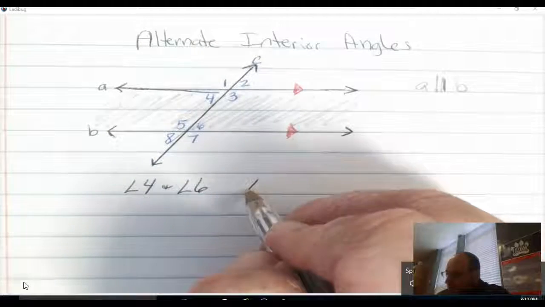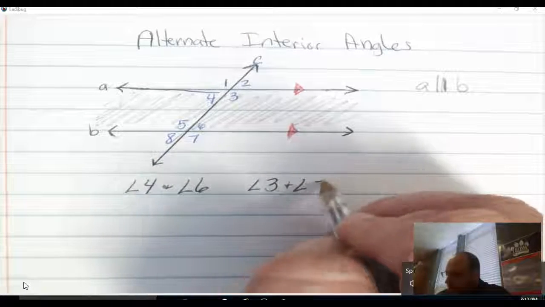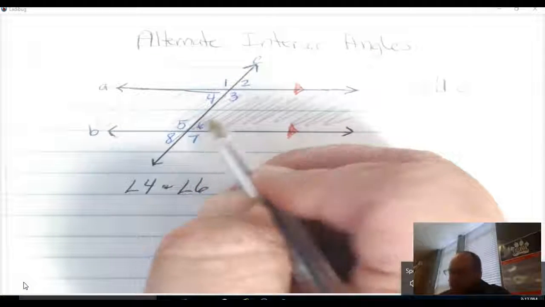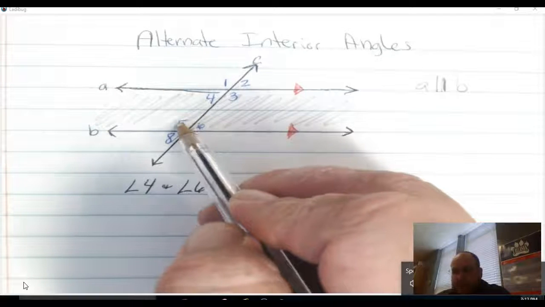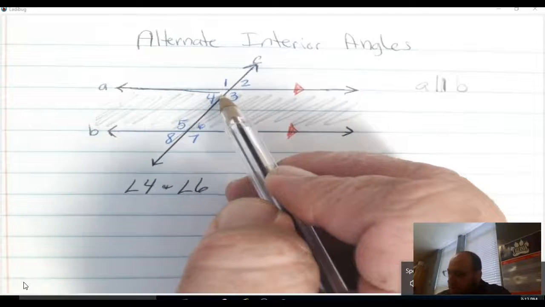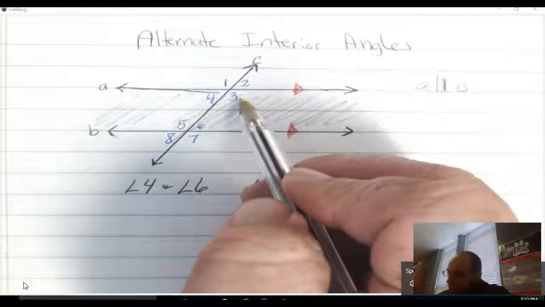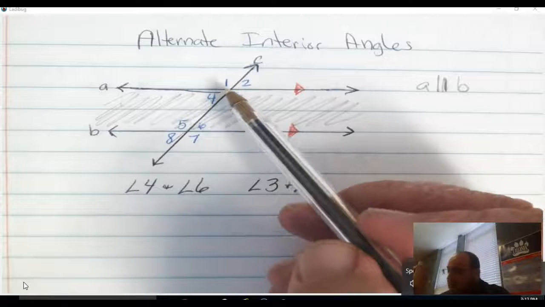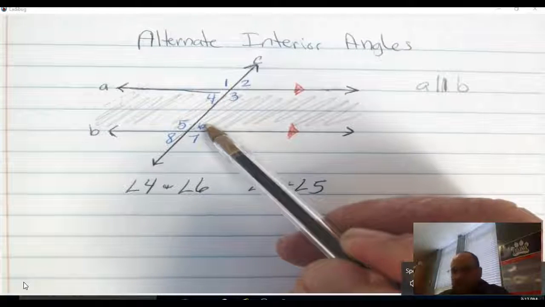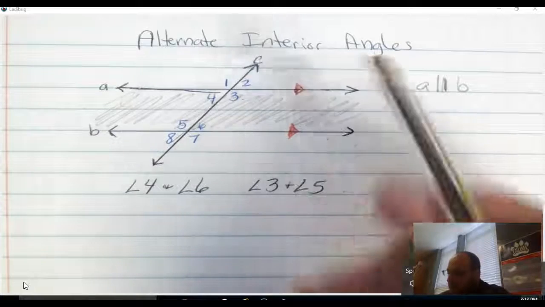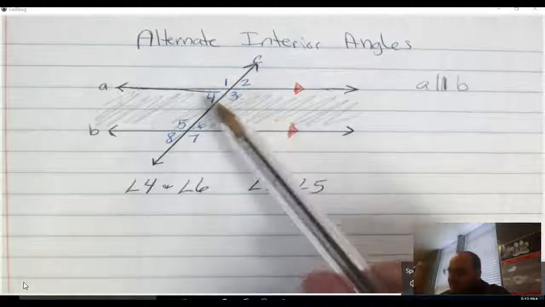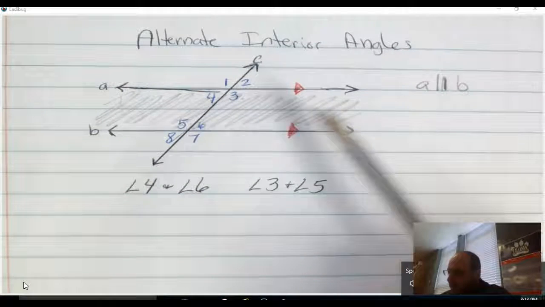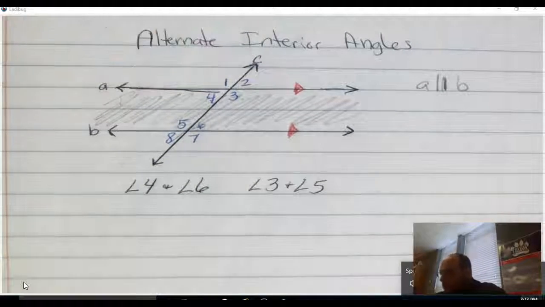The reason it's 5 and 3, or 3 and 5, is because 3 is on the right-hand side of the transversal line, inside between the two parallel lines, whereas 5 is on the left-hand side between the two parallel lines and not adjacent to 3. So the two pairs of alternate interior angles are 4 and 6, and 3 and 5. So again, alternate interior angles cannot be next to each other and they cannot be on the same side as the transversal line. All right, so let me go ahead and show you another example.